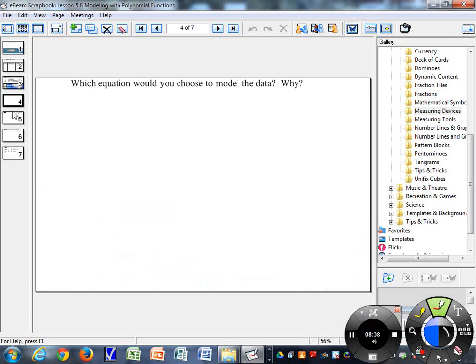Okay. So below that, there's a question on your note guide that asks you this. Which equation would you choose to model the data and why? Write a little explanation and bring it to class with you tomorrow. We're going to discuss it. In your explanation, include visually what you saw in the scatter plot as well as mathematically what you saw with r squared as why you would choose the model that you're going to choose.